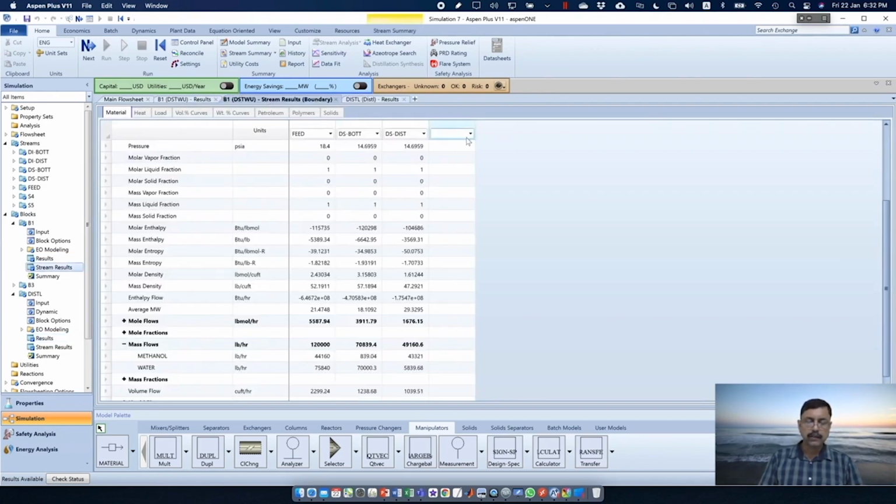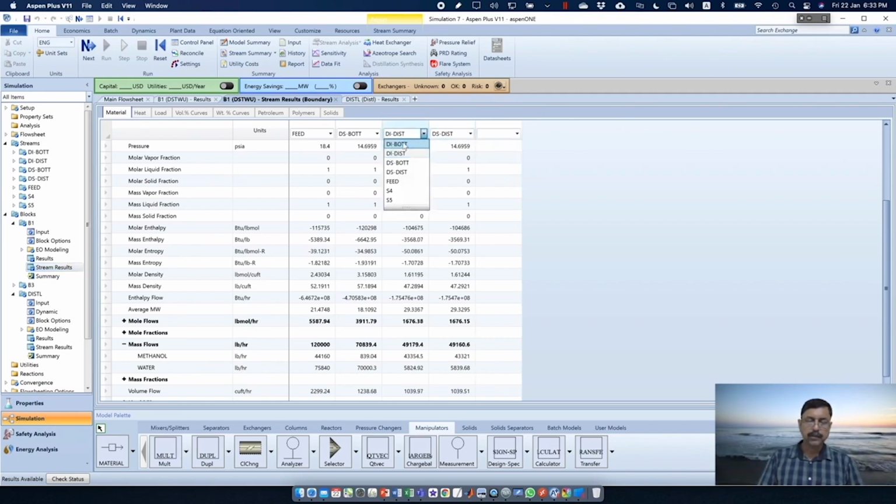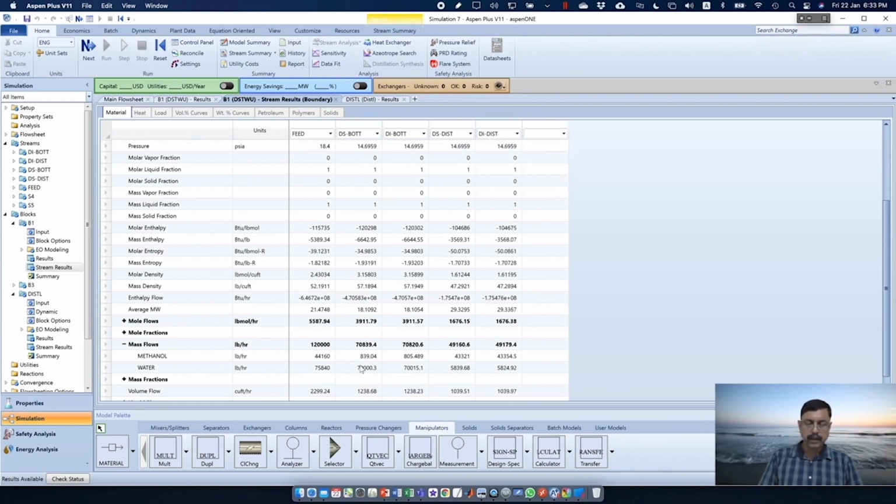So let us write here DSTW dist. In place of DSTW dist, we'll write DISTL bot over here. So the bottom product of DSTW block and DISTL block, they are written side by side. The same arrangement can be done for distillate also, so that we can compare it better. Here again we see there's slight difference between the methanol production in the distillate. Using DISTL, the quantity is slightly higher.